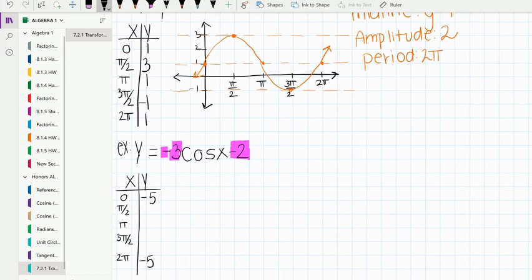For pi over 2 and 3 pi over 2, both of their y values are 0. So you multiply by negative 3 and you get 0. You subtract 2, you get negative 2. And lastly, pi has a y value of negative 1. So you multiply by negative 3 and you get 3. Minus 2, you get 1. Set up the graph.